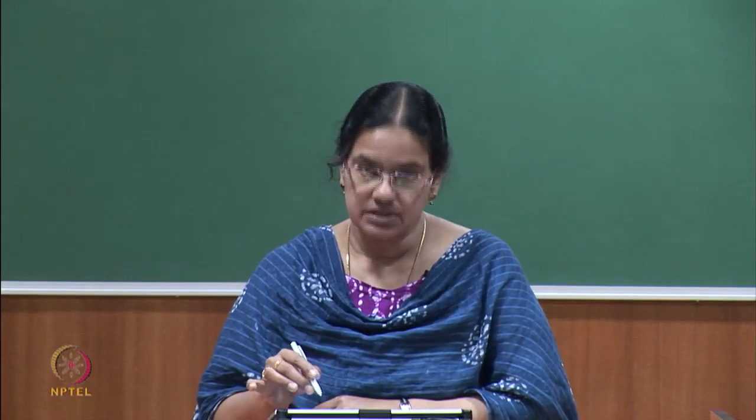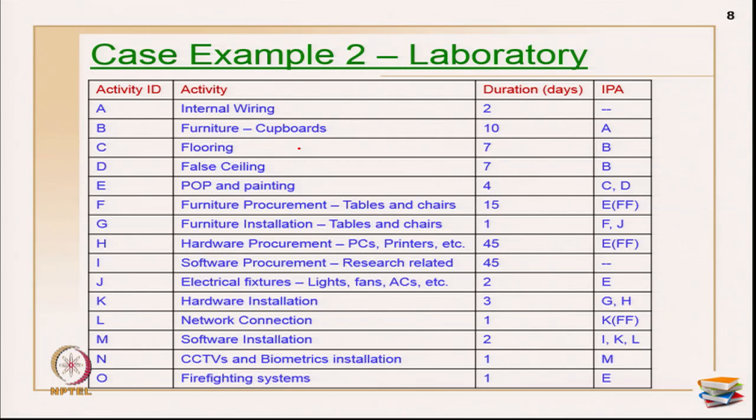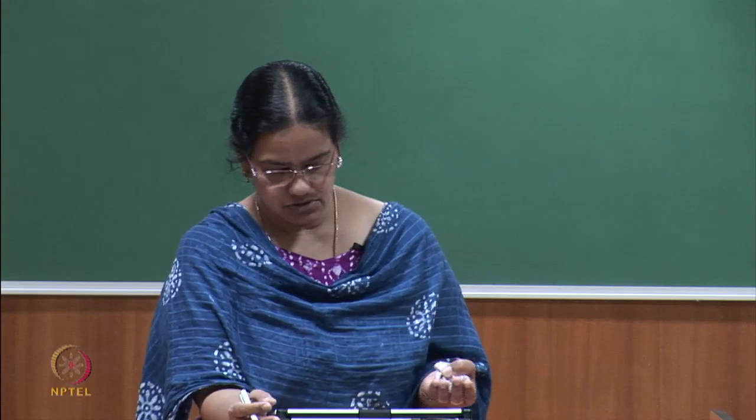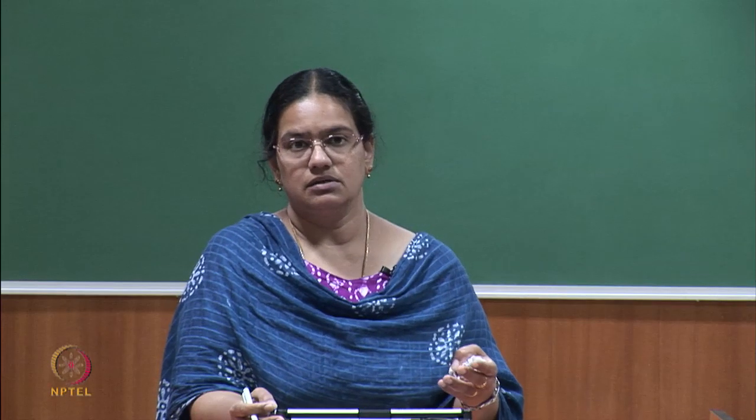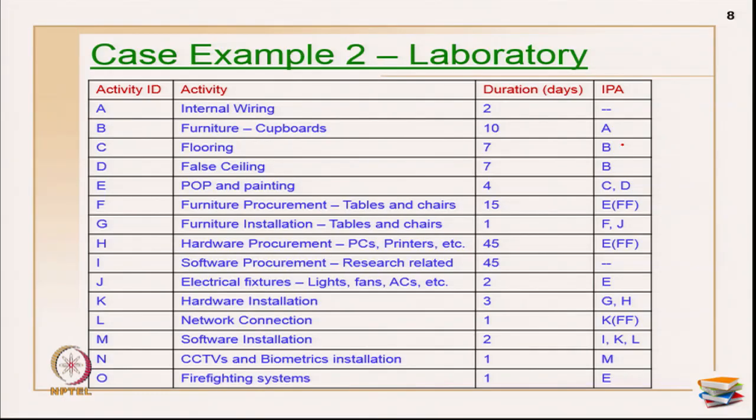So, after the wiring was done all along the room, then the cupboards were fixed, as planned. Then flooring was done, and simultaneously the false ceiling was also done, because they were not dependent on each other and could be done in parallel. Then after finishing the flooring and false ceiling, in the remaining places POP and painting was done, which took 4 days.